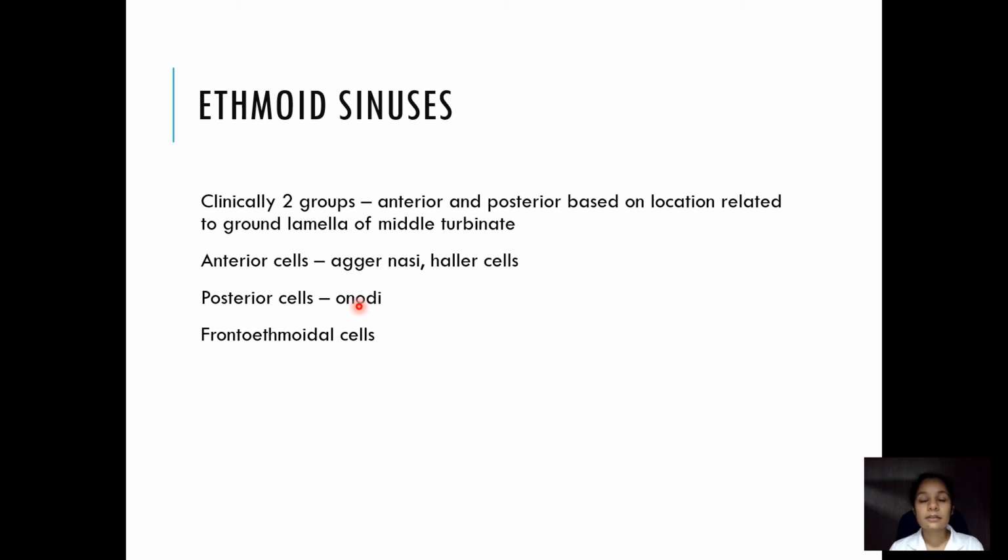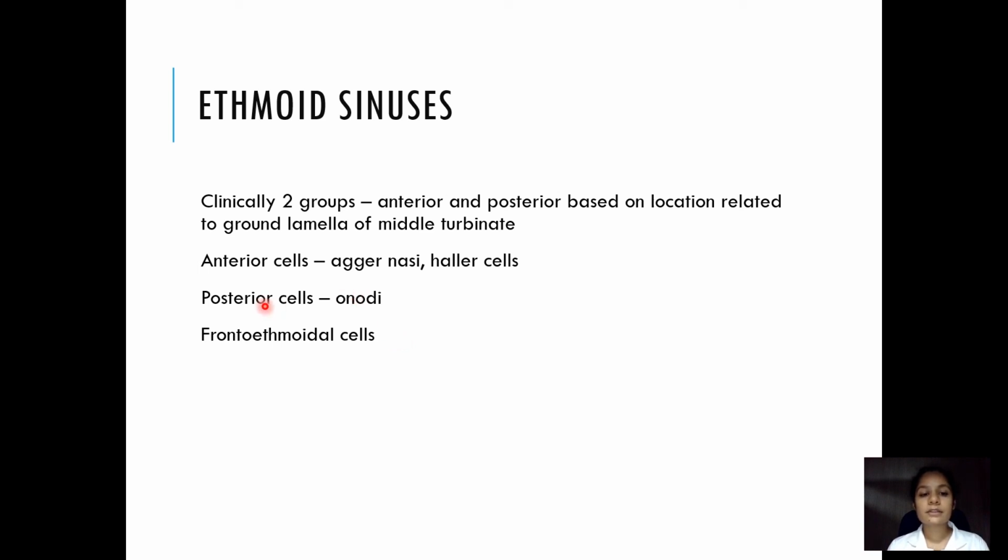Most anterior ethmoidal cell is the agger nasi. Agger nasi is also a variable cell. It may not be present in 10 to 20% of the normal population. It is pneumatization which appears as a slight elevation over the atrium, and it lies anterior to the frontal recess. Other variation of the anterior ethmoidal cell is Haller cell, which is pneumatization of the roof of the maxilla or the floor of the orbit.